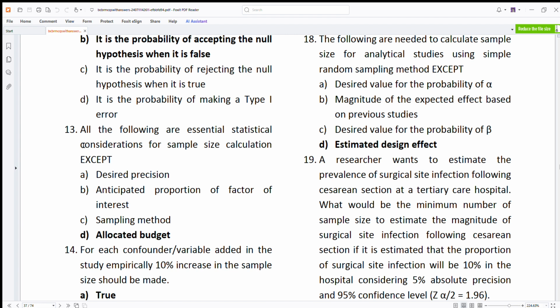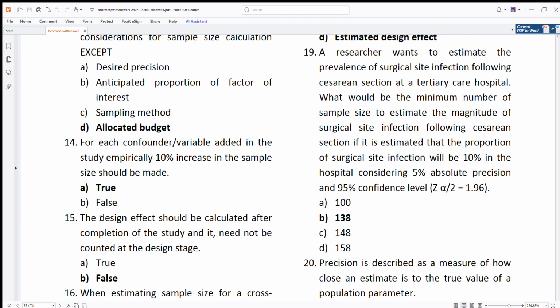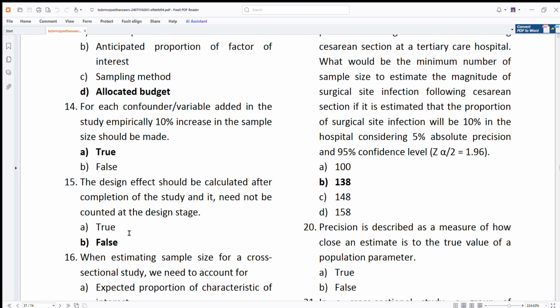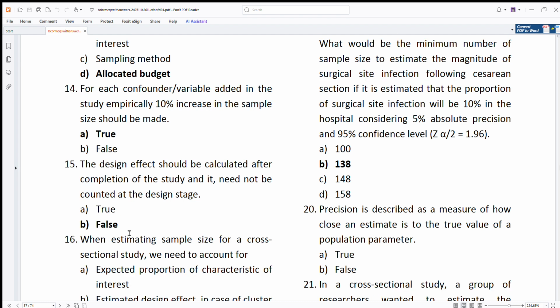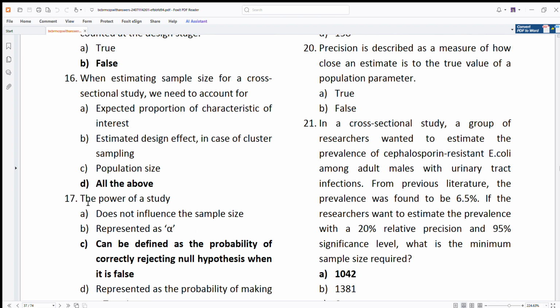Then, all the following are essential statistical considerations for sample calculation except allocated budget. True. For each confounder or variable, add a 10% increase in sample size. Yes, this is the 10% rule. If I haven't told you about it, let me know in the comment section. The design effect should be calculated after completion of the study and need not be counted at the design stage. False. No, it has to be counted at the design stage. Yes, definitely. When estimating sample size, we need to account for all of the above. The power of a study can be defined as the probability of correctly rejecting the null hypothesis when it is false. Yeah, that is 1 minus beta.